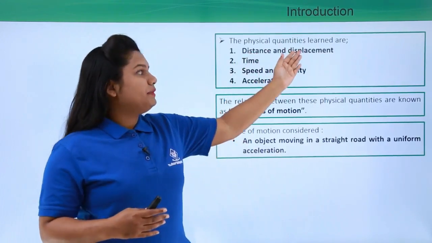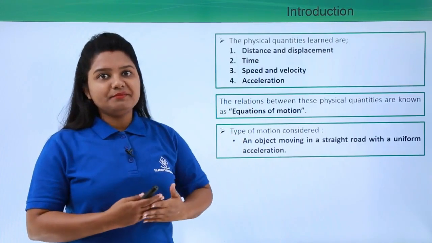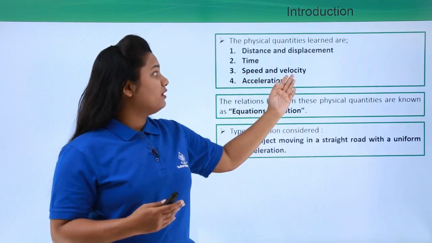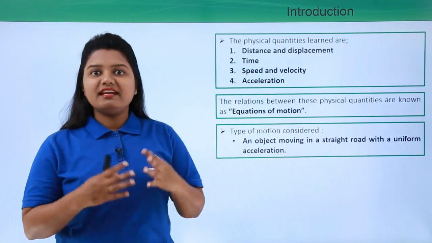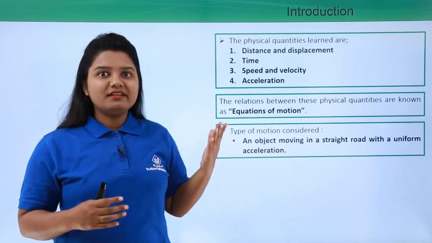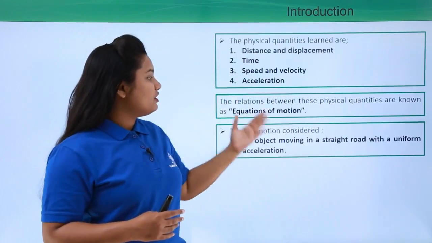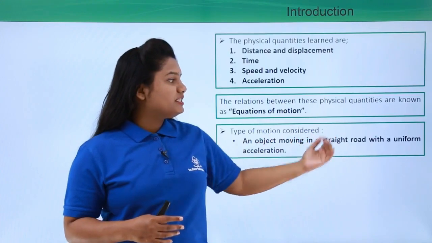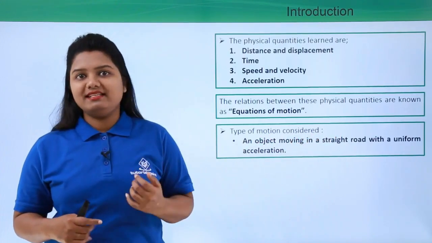That is, distance or displacement can be used interchangeably, and also speed and velocity can be used interchangeably. So don't get confused. This is just because the object is moving in a straight road with uniform acceleration.